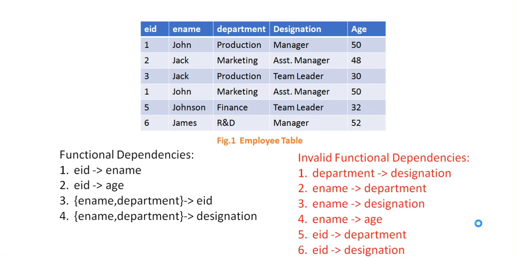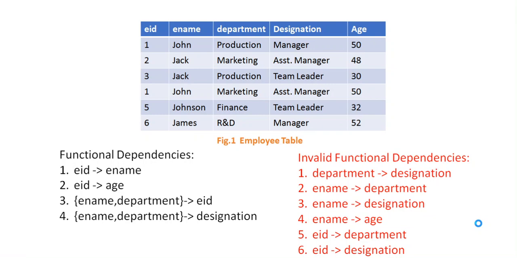Now let's see what are the invalid functional dependencies. Now for this department there are a number of invalid functional dependencies. We can say department cannot determine designation. Okay, because let's see, department is production, designation is manager. Again department is production but the designation is team leader. Means here we are having two values of production but the values of designations are different, so it is not a valid functional dependency.